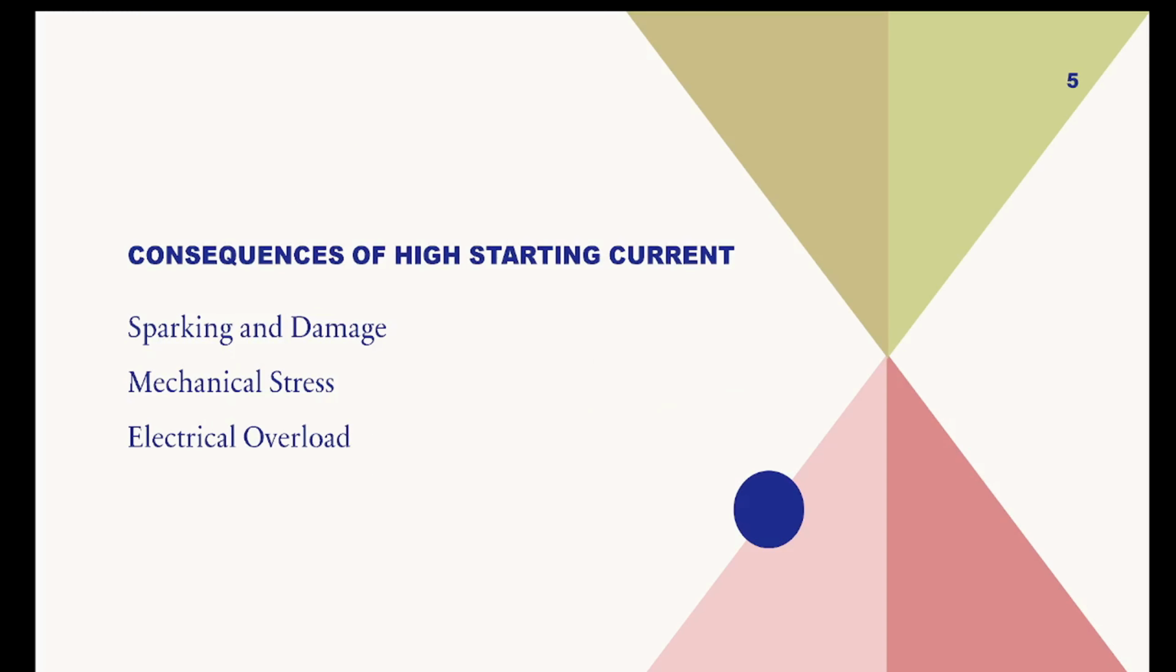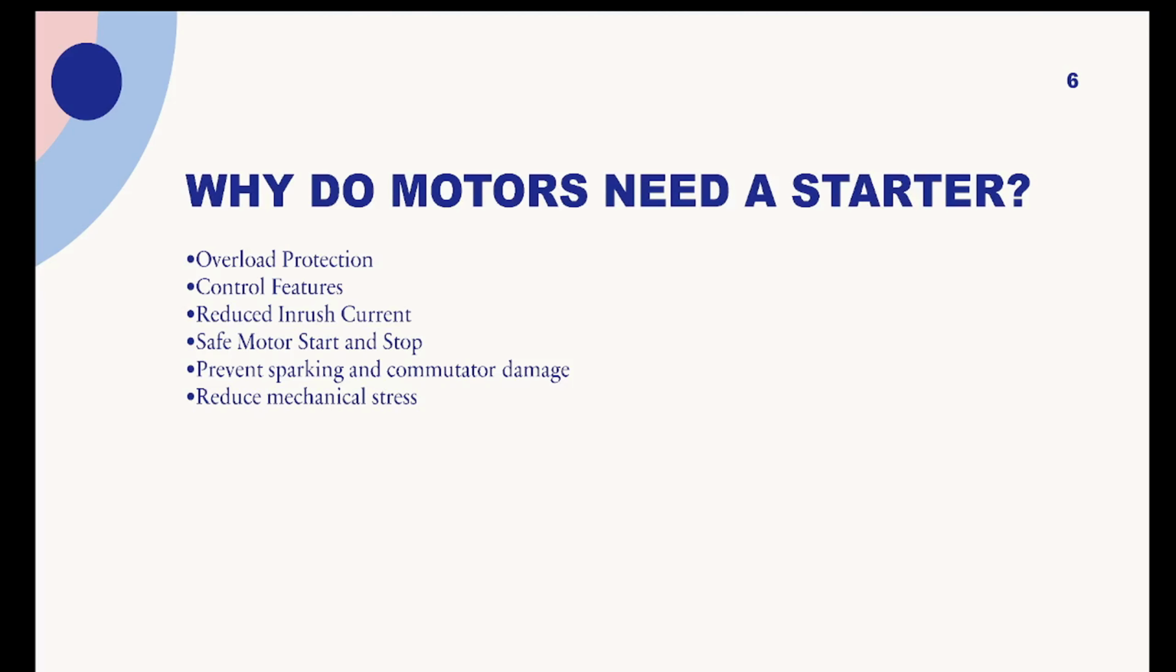Consequences of high starting current: sparking and damage. High current causes sparking at the brushes and can destroy the commutator. Mechanical stress. It also creates a large torque, which puts a mechanical shock on the motor shaft, reducing its lifespan. Electrical overload. The motor may draw too much current from the supply, which can trip breakers or damage the supply system.